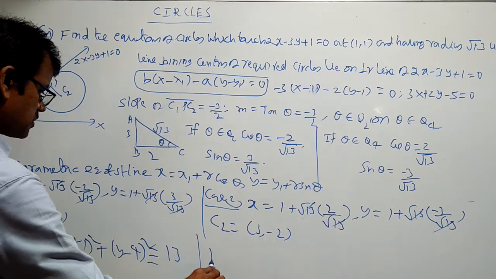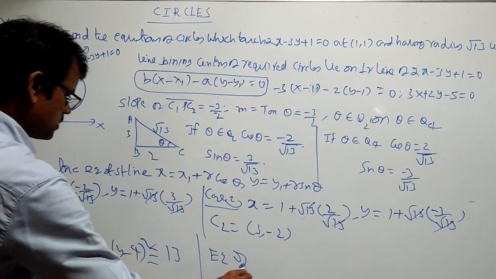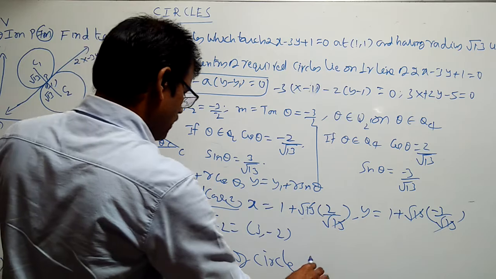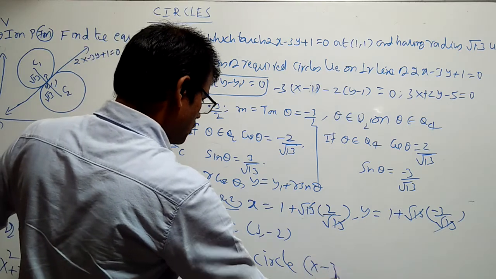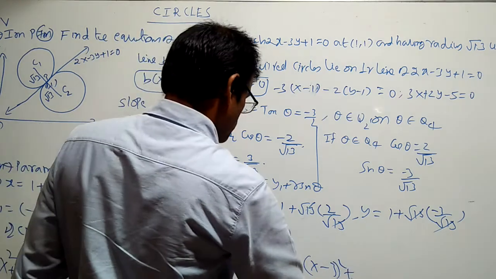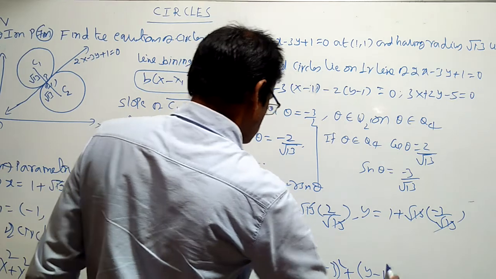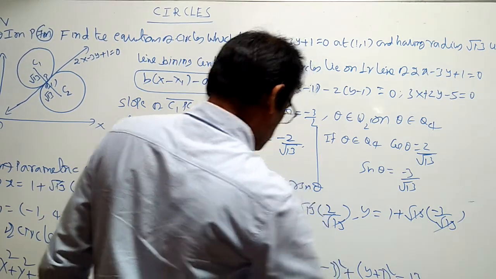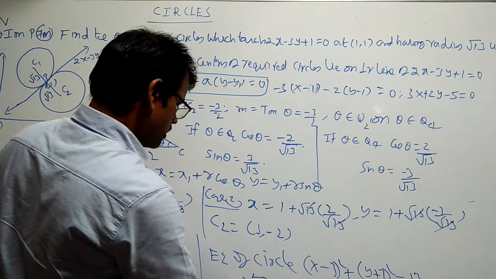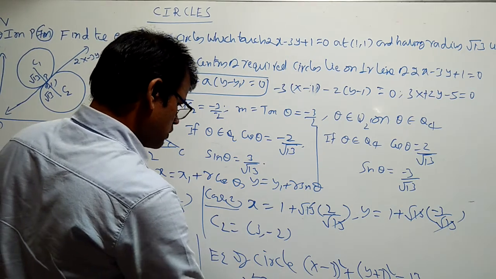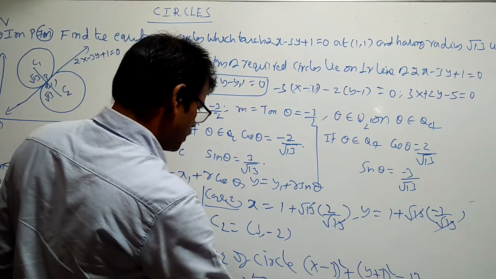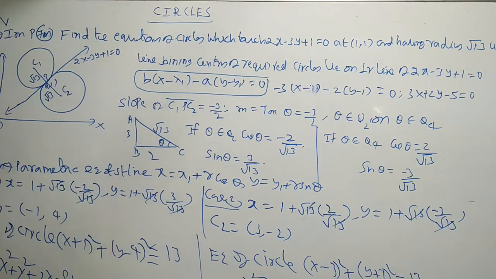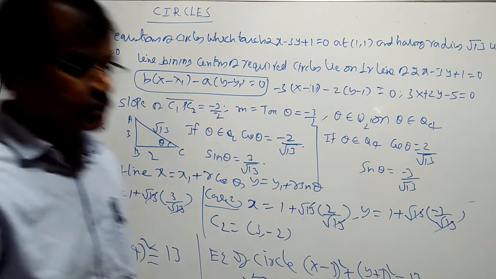Another circle, another model. The equation of the circle having center (3, minus 2) and radius root 13 is (x minus 3) whole square plus (y plus 2) whole square equals 13. By expanding you get x square plus y square minus 6x plus 4y equal to 0. That's all. This is a most important 7 mark question.